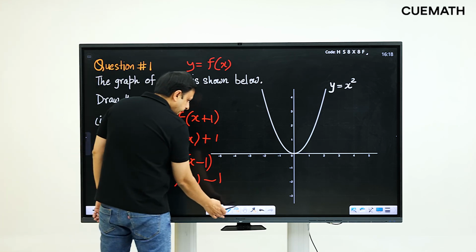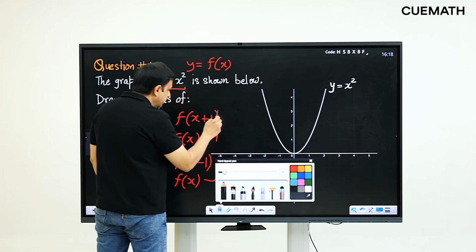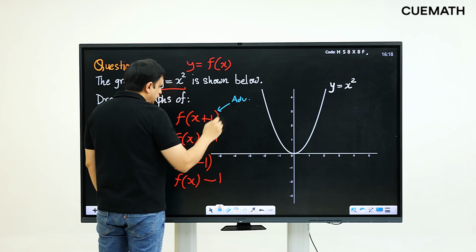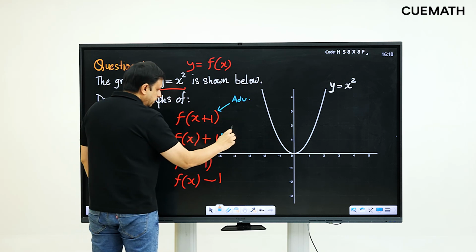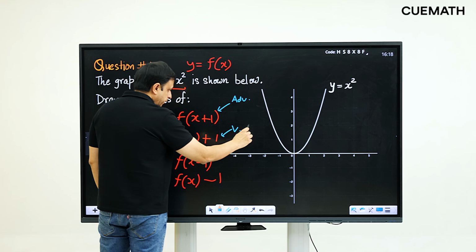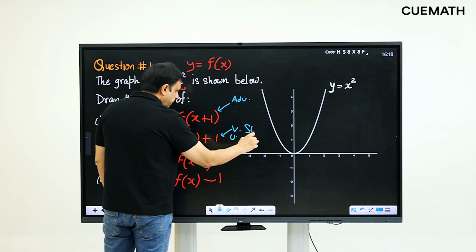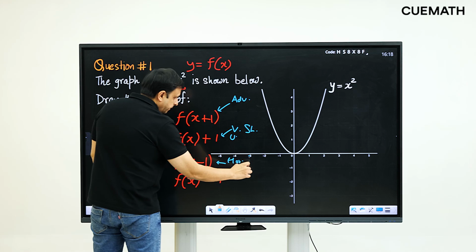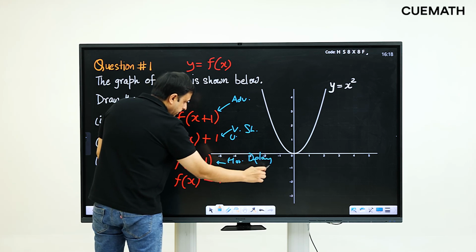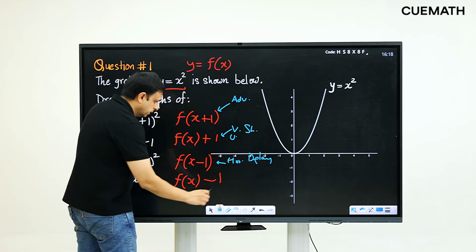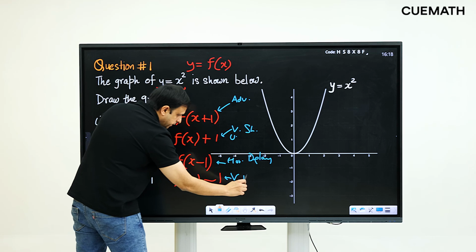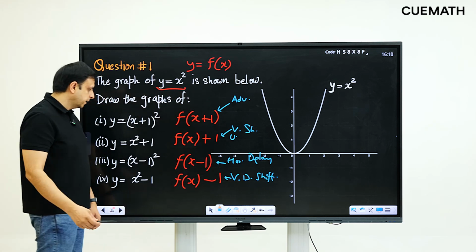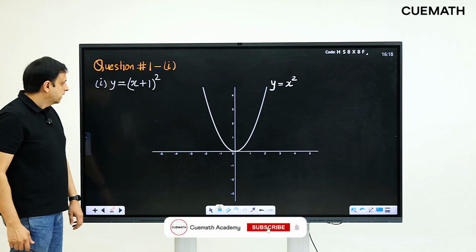So this means that this one here is an advance, a horizontal advance, and this one here is a vertically upward shift, and this one should be a horizontal delay, f of x minus 1, and this one here should be a vertically downward shift. I am just using abbreviations here. So let us quickly plot all of them one by one.